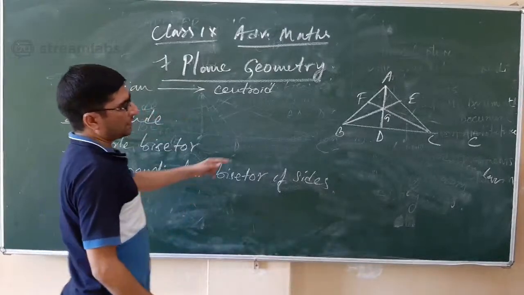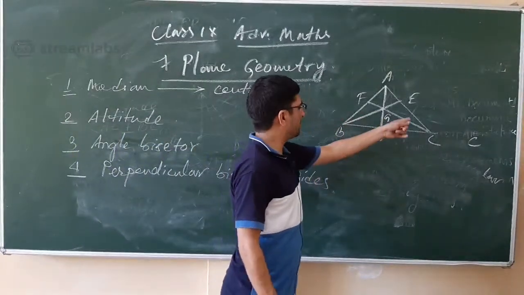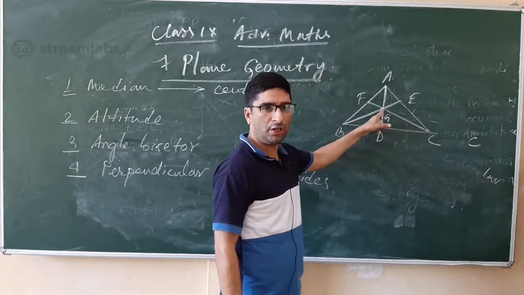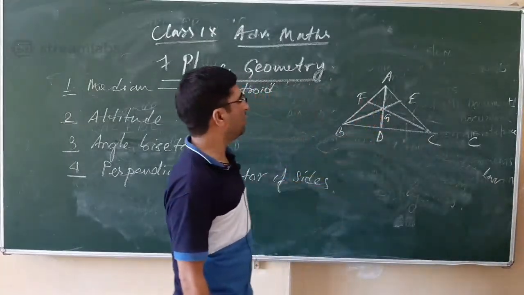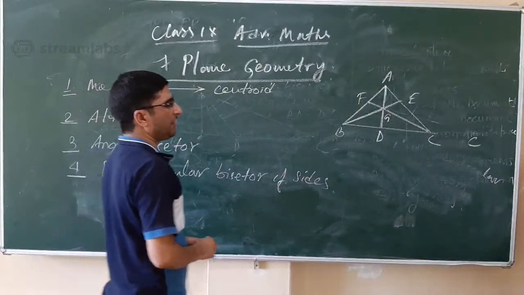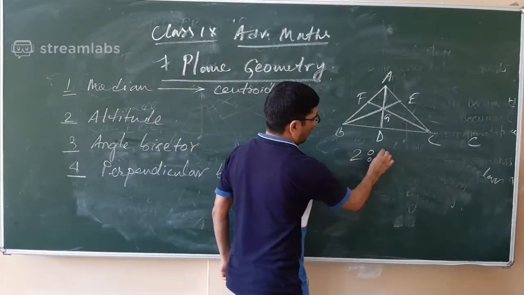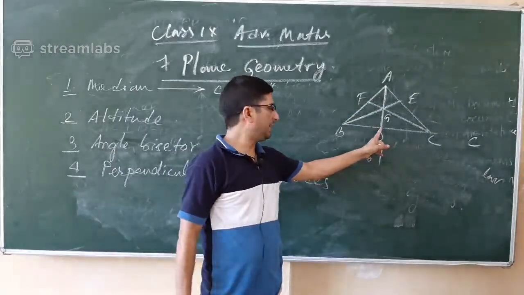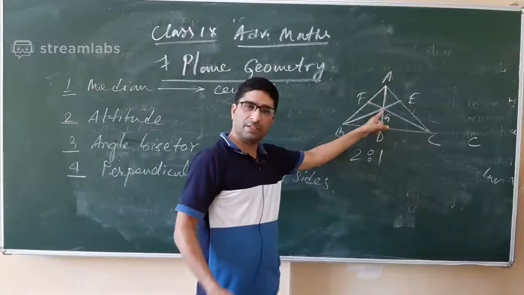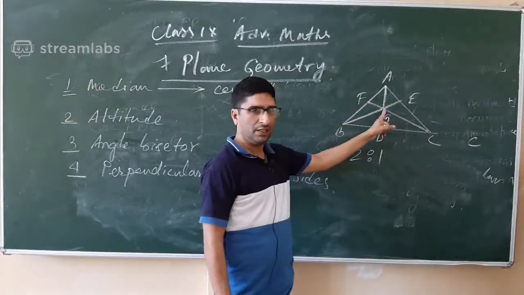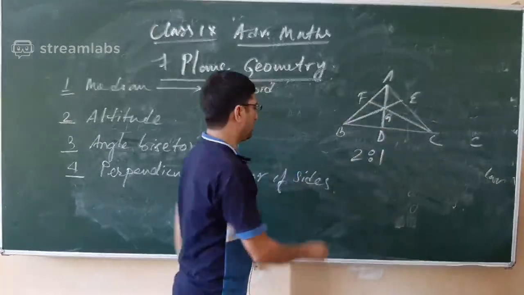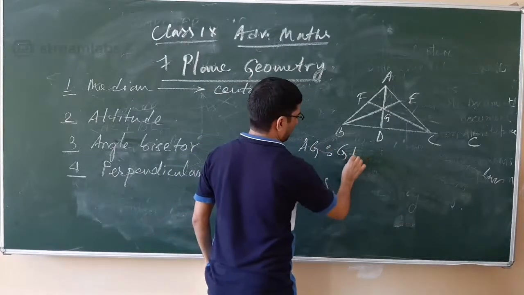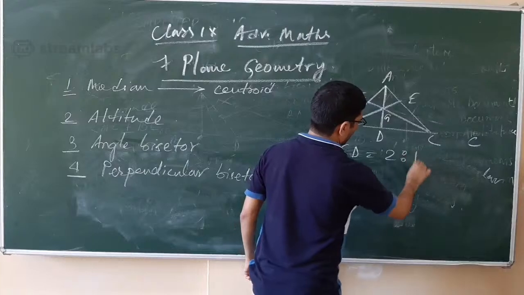That means when these three medians meet within the triangle, this point is called the centroid. Now this centroid always divides the median in the ratio 2:1. That means if AD is the median and G is the centroid, then AG is to GD is equal to 2:1.